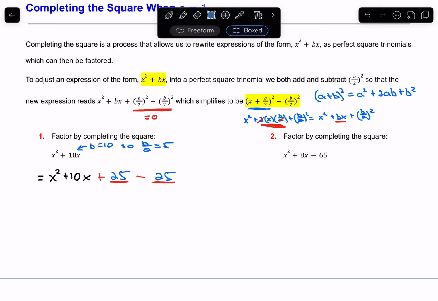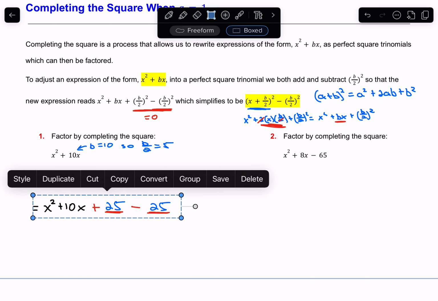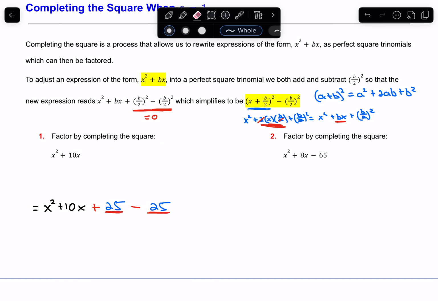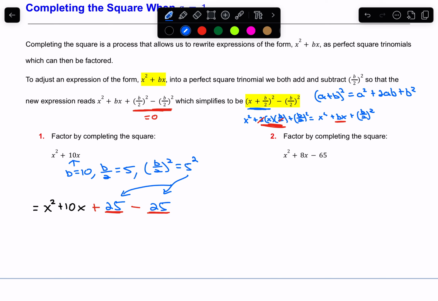So again, let me write these out in a little more detail so we can go through that process again, because this is the most important part of the whole process. Right here, b is equal to 10. Would help if I write 10 instead of 0. b equals 10, which means b over 2 is equal to 5, because we just divide both sides by 2. And that means that b over 2 squared is equal to 5 squared, which is 25. So 5 squared is what's going in both those blanks.